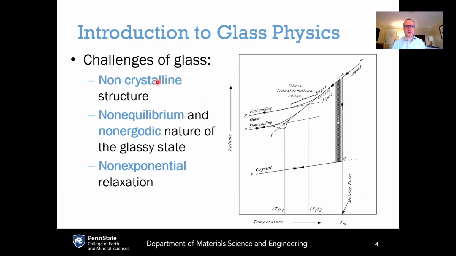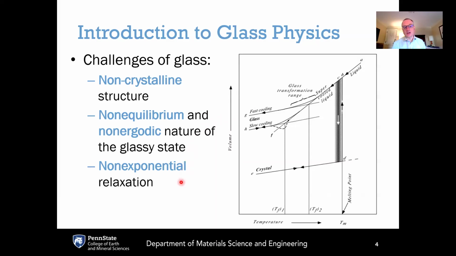But some of the things that we've learned about glass is that it's often defined by what it is not, as opposed to what it is. Since the structure of glass is frozen in from the supercooled liquid state, it has a non-crystalline structure. Because it is out of equilibrium, it is non-equilibrium from a thermodynamic point of view. From a kinetic point of view, it is a non-ergodic system, and I'll explain more about that in a moment.